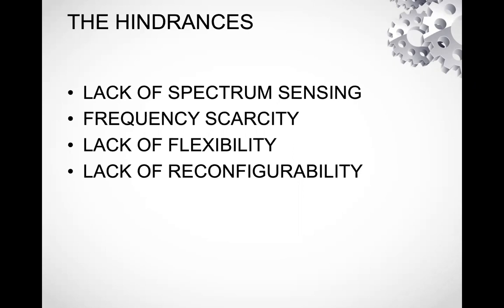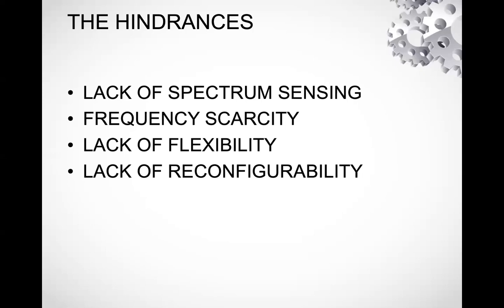Basically, there are a few hindrances that occur in the basic communication system. For example, there is a lack of spectrum sensing. Frequencies are available, but they are categorized into licensed frequencies and unlicensed frequencies. Licensed frequencies are those which are purchased, which are bought by a particular user or a service, whereas unlicensed spectrum is a set of frequencies which are not purchased, which are freely available and can be used by anyone, any user.